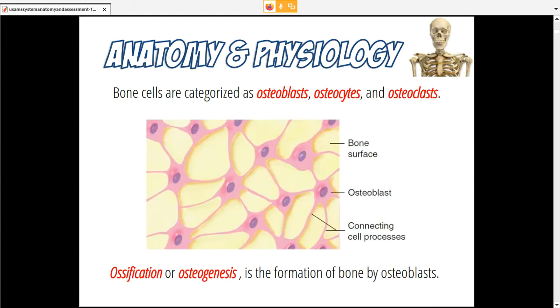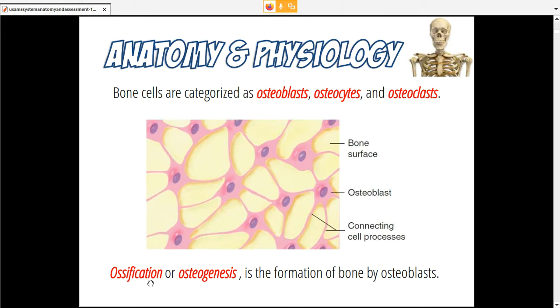Now coming to the bone cells, what bone cells are present? Bone cells are categorized as osteoblasts, osteocytes, and osteoclasts. These are the three different bone cells. Immature cells are osteoblasts, and osteocytes are present inside the space called lacunae. Osteoclasts are bone removing cells. Excess bone is removed by these osteoclast cells.